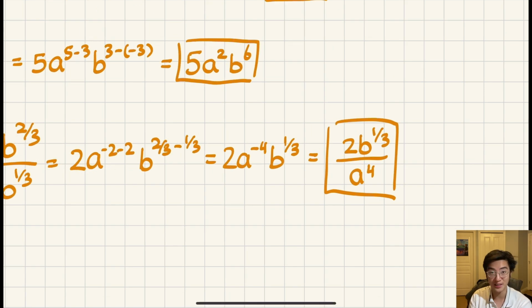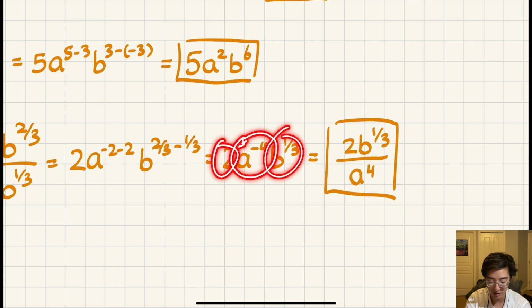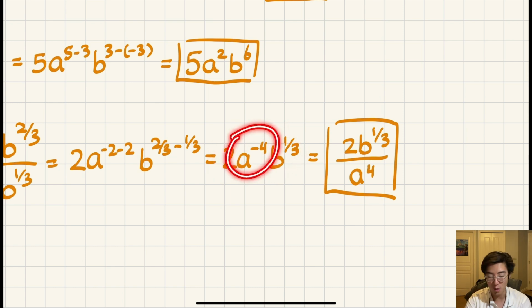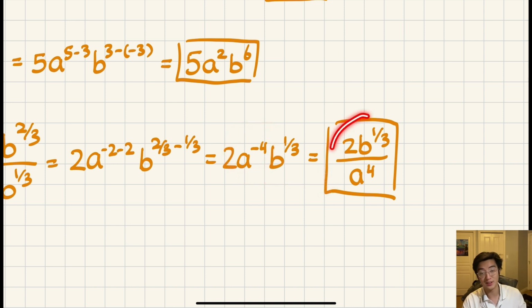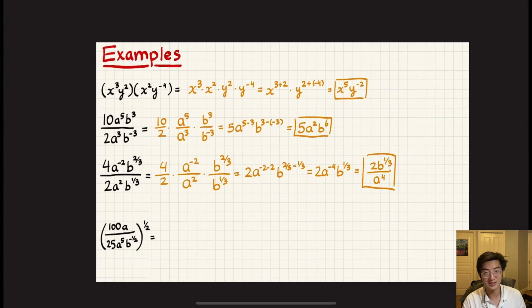But you also have to be careful here. We are only flipping the a here, right? Only a is to the power of negative 4, not the 2, not the b, which means that only the a gets flipped into the denominator, but the other 2 remains in the numerator.